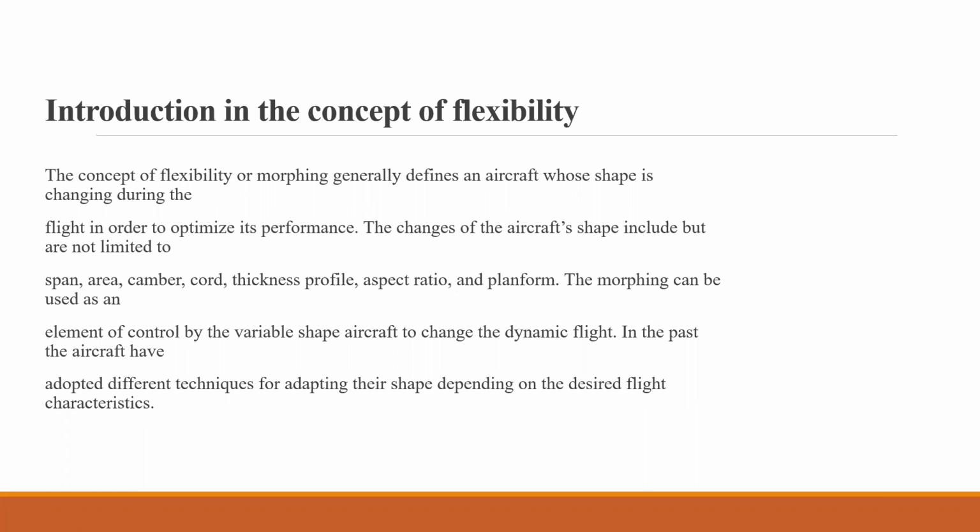The concept of flexibility or morphing generally defines an aircraft whose shape is changing during the flight in order to optimize its performance. The changes of the aircraft shape include but are not limited to span, area, camber, chord, thickness profile, aspect ratio, and planform. The morphing can be used as an element of control by the variable shape aircraft to change the dynamic flight. In the past, aircraft have adopted different techniques for adapting their shape depending on the desired flight characteristics.